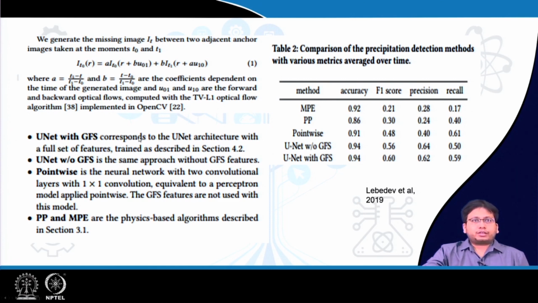Also in the UNet architecture, the convolution operations are used to take the spatial effects into account. And as these results suggest, the UNet with GFS often performs the best. UNet without GFS can also do well in certain situations, but in general the proposed UNet model along with the numerical weather prediction gives the best results.